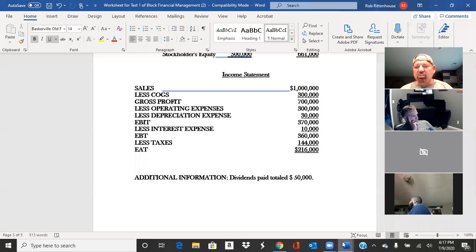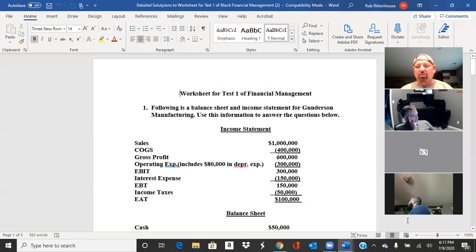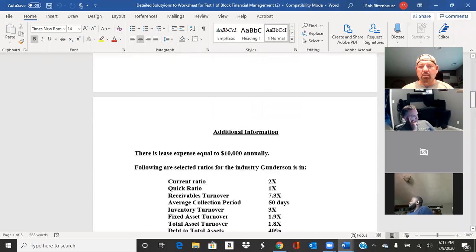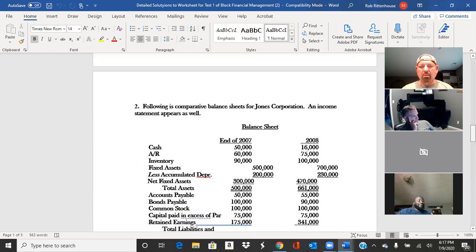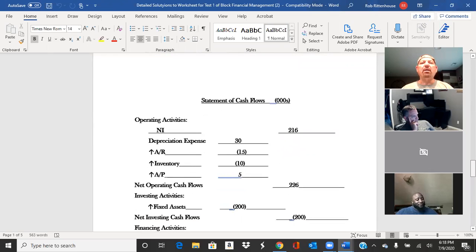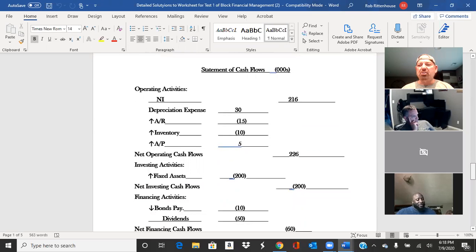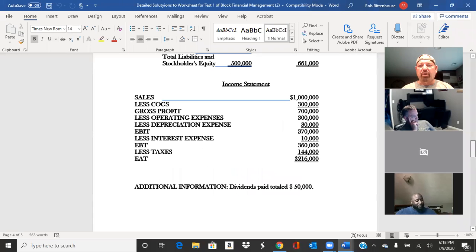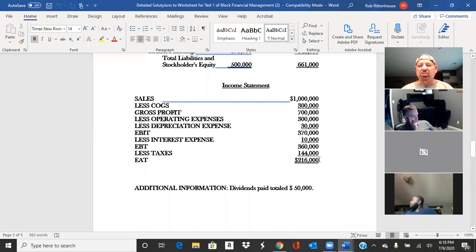So in fact, this one, let's go to our detailed solutions. And there we go. So the net income is 216,000. That came straight off the income statement for earnings after taxes. And then remember, now what's the first adjustment we're going to make to net income?